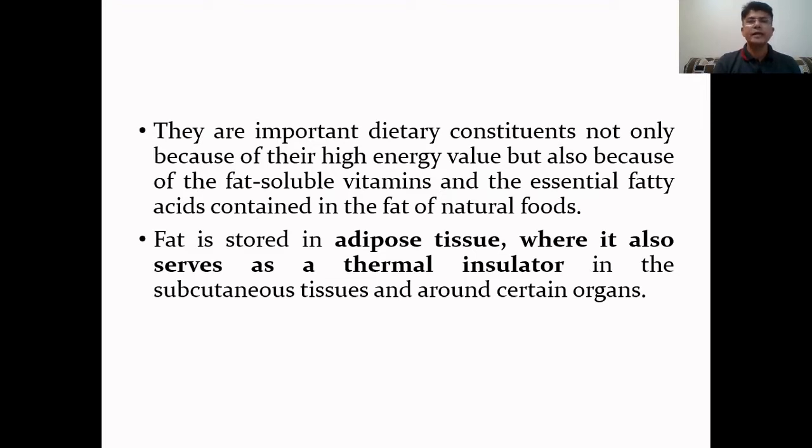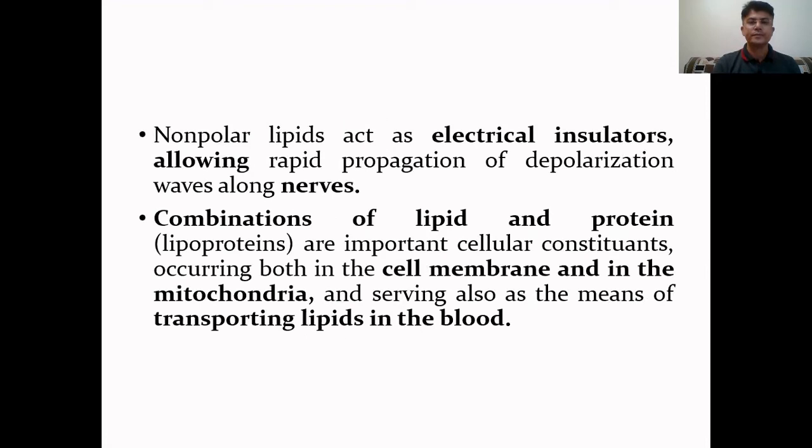Fat is stored in adipose tissue, where it also serves as a thermal insulator in the subcutaneous tissues and around certain organs. Non-polar lipids act as electrical insulators, allowing rapid propagation of depolarization waves along nerves. Combinations of lipid and proteins, which are called lipoproteins, are important cellular constituents occurring both in the cell membrane and in the mitochondria, and also serve as the means of transporting lipids in the blood.